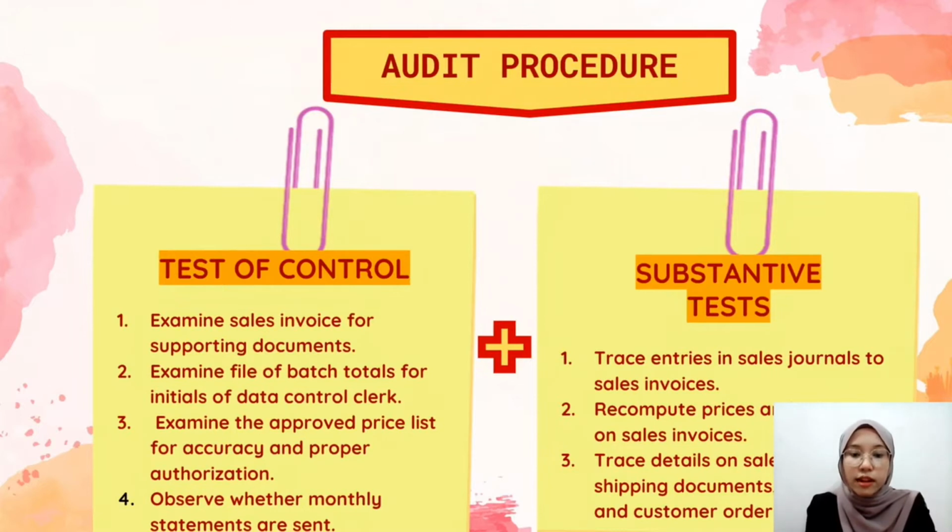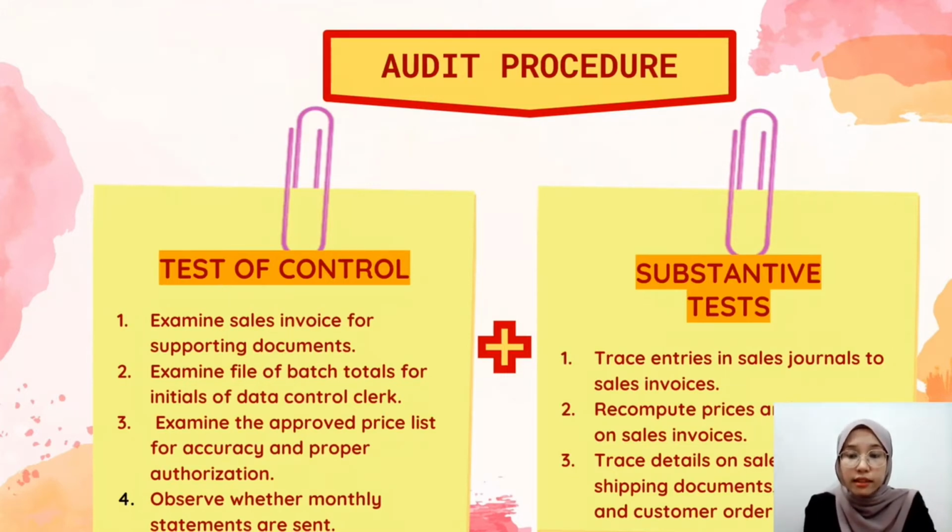Audit procedures are divided into 2, which are test of control and substantive tests. For test of control, the first one is examine sales invoice for supporting documents. The second one, examine file of batch totals for initials of data control clerk. The third one, examine the approved price list for accuracy and proper authorization. And the last one, observe whether monthly statements are sent.